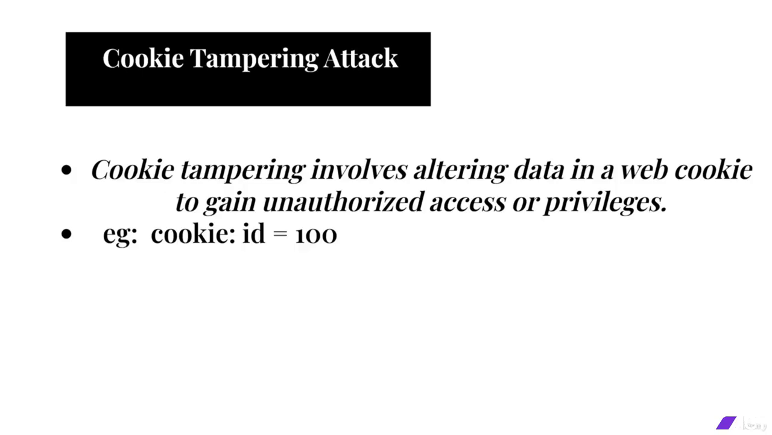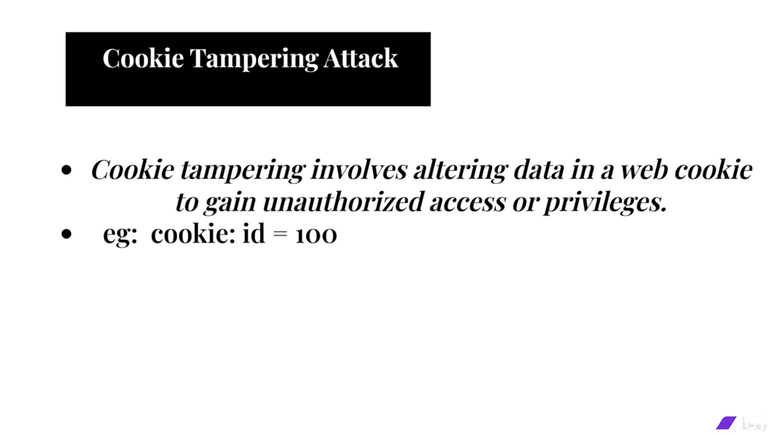In this lecture, we'll explore cookie tampering attacks, focusing on identifying secure cookies and modifying their values. Let's start with an example of cookies. A cookie called id is equal to 100. In this example, the cookie represents an ID. That may be a user ID. So by tampering with these values, an attacker could potentially impersonate another user.